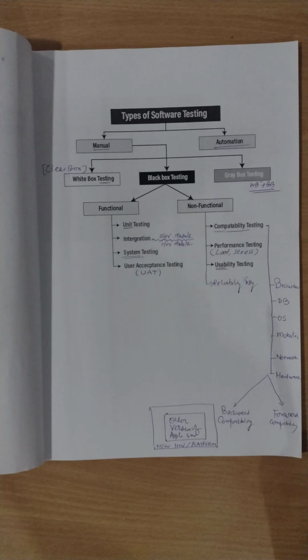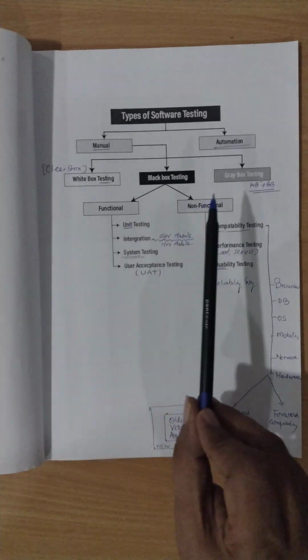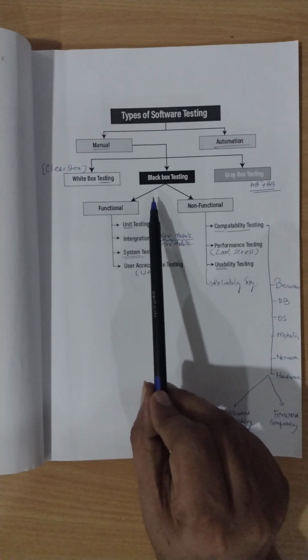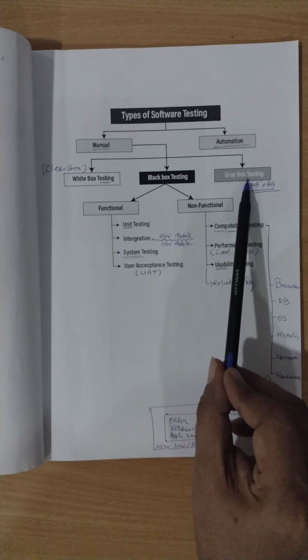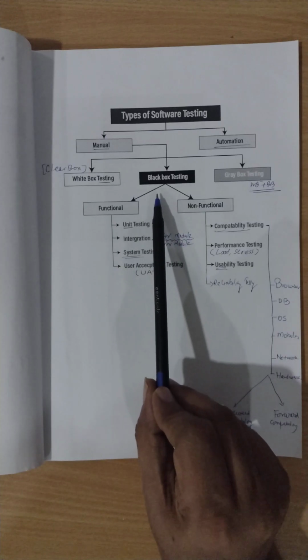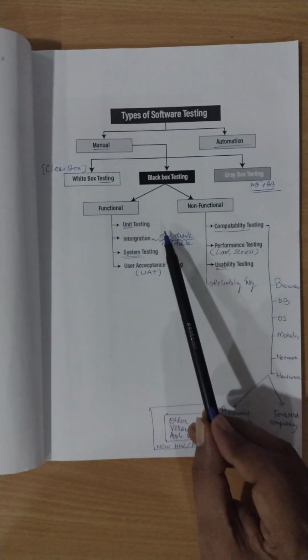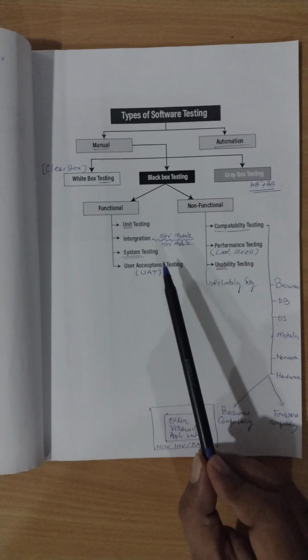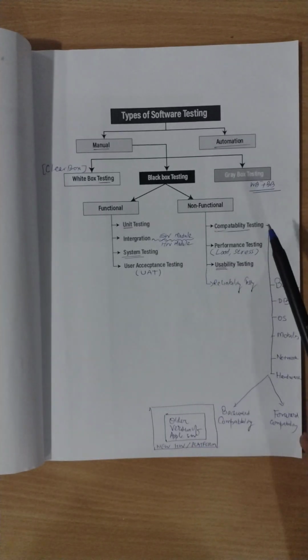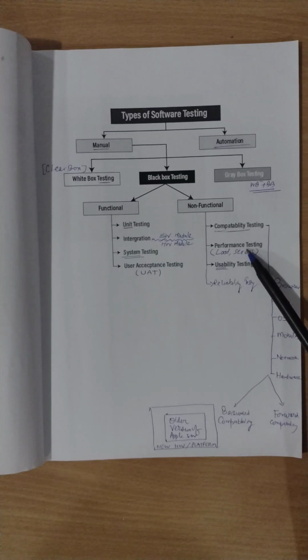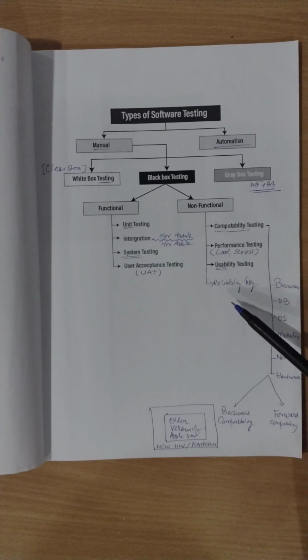There are various types of software testing. Manual and automation. In manual we have white box testing, black box testing, then we have gray box testing. In black box we have functional and non-functional. Functional has unit, integration, system, user acceptance testing. Non-functional has compatibility testing, performance testing, usability testing, reusability, reliability testing.